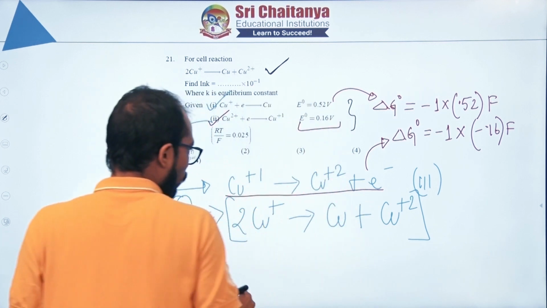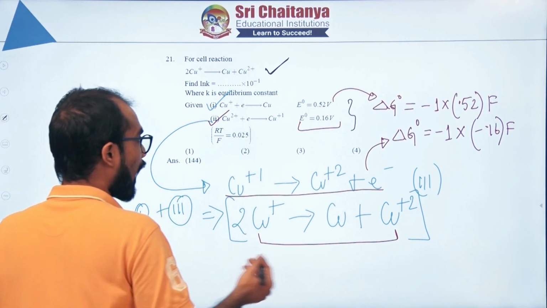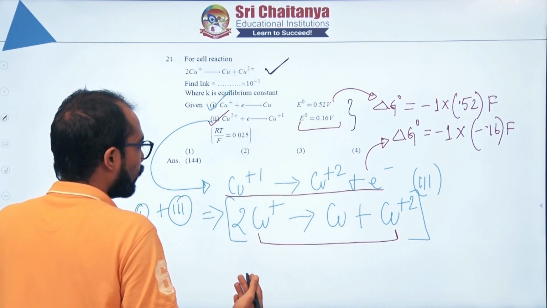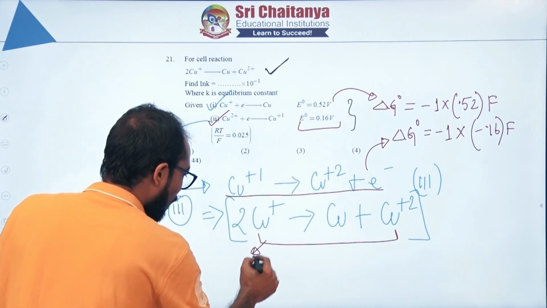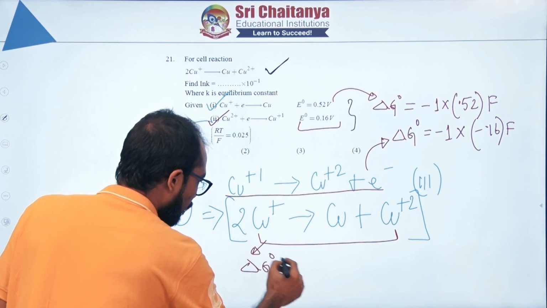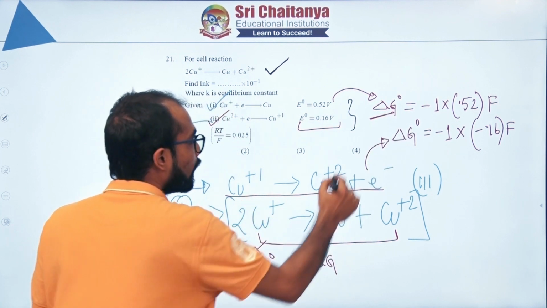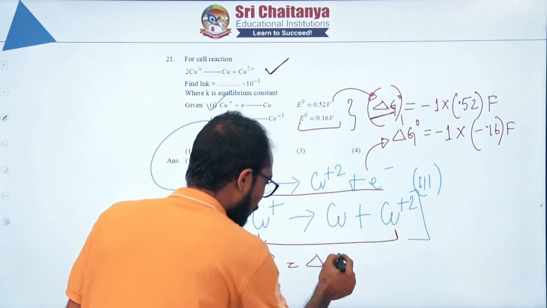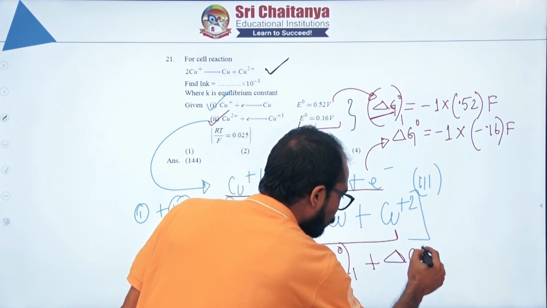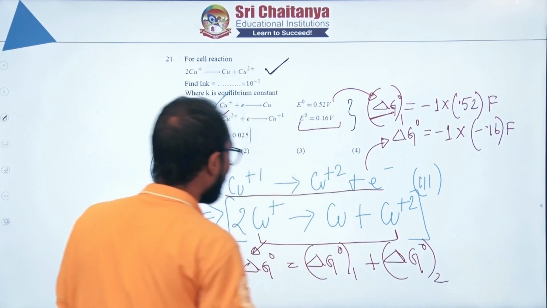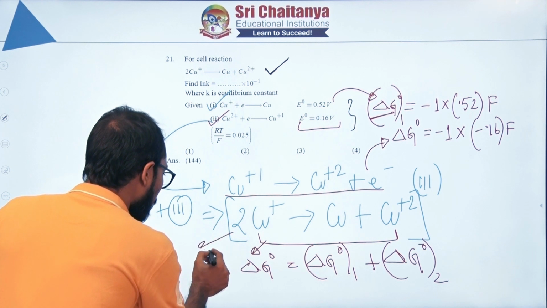And here, if I want to write down the E naught of this particular reaction, how will I write it down? I am going to write down the E naught by simply, let's suppose, the delta G naught of this particular reaction. I will simply write delta G, this value, I am calling it delta G naught 1, and I am going to add delta G naught 2. And from here I am going to get the E naught for this particular reaction.